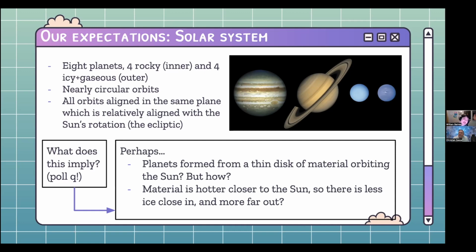And then perhaps also the material in that disk is hotter closer into the sun, and so there's less icy material close in and more icy material far out. So that's maybe why you see rocky planets without big envelopes of gas and ice further in, and then outwards you see planets like Neptune and Uranus. So these are some things to be thinking about when we try and create a model for how solar systems form generally.